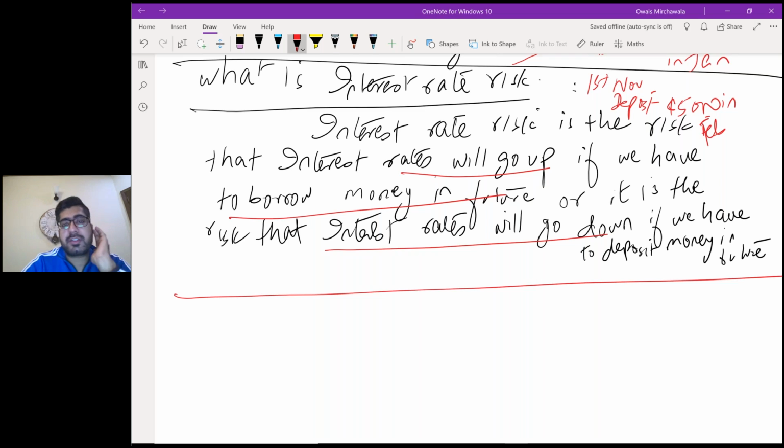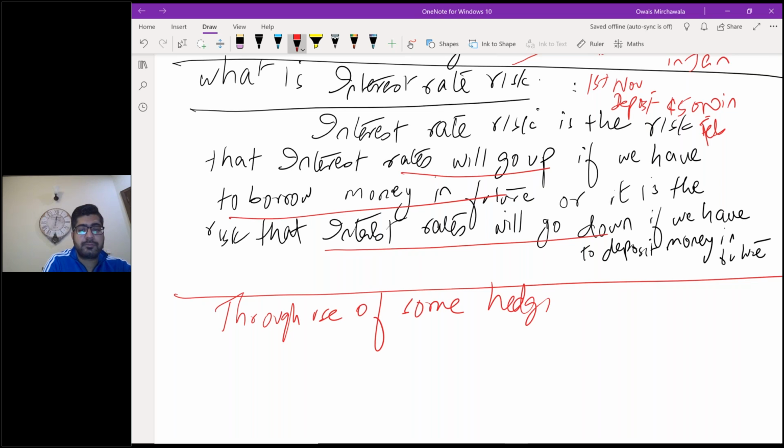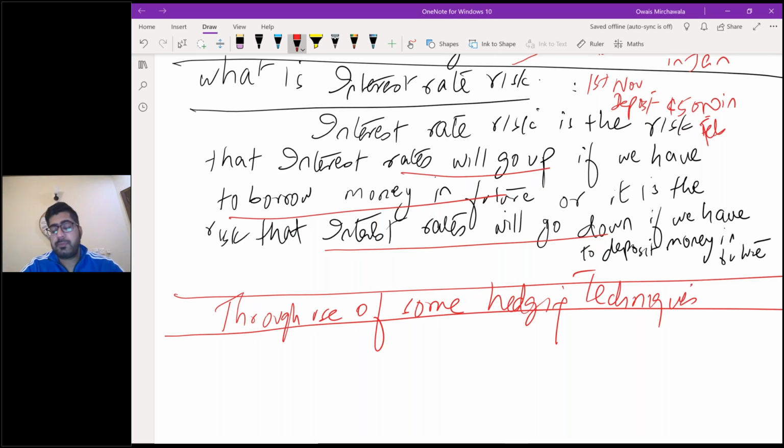Now, like currency risk, this can also never be eliminated. It can only be managed, and interest rate risk is managed through the use of some hedging techniques. Like currency risk cannot be eliminated, interest rate risk can also not be eliminated. It can only be managed or minimized through the use of some hedging techniques.